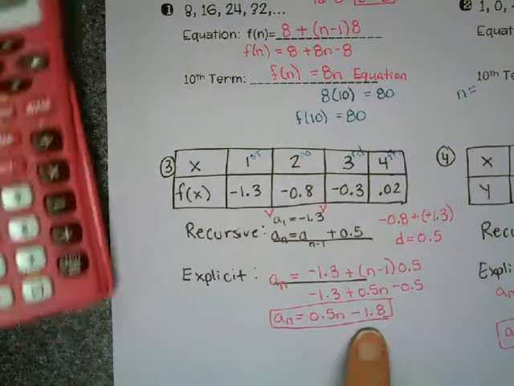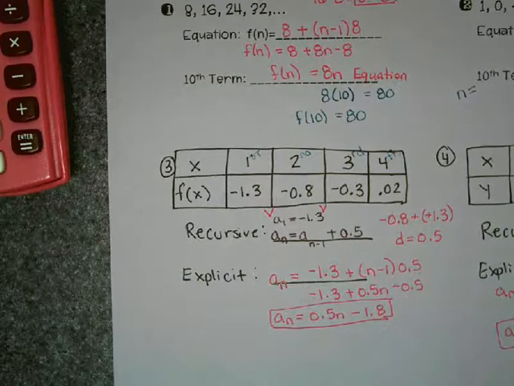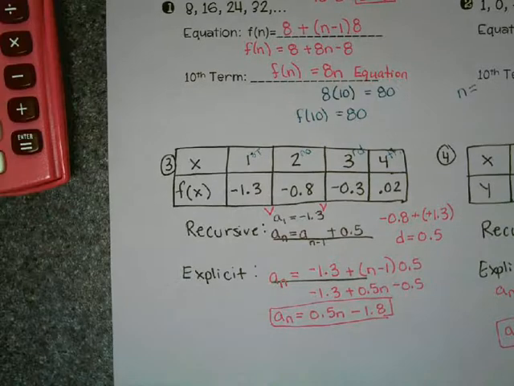So arithmetic is adding the same number every time. That number you're adding is called the common difference. We learned two types of formulas today. One's recursive, which is the long one. Explicit is the shorter one, but you have to distribute and simplify.